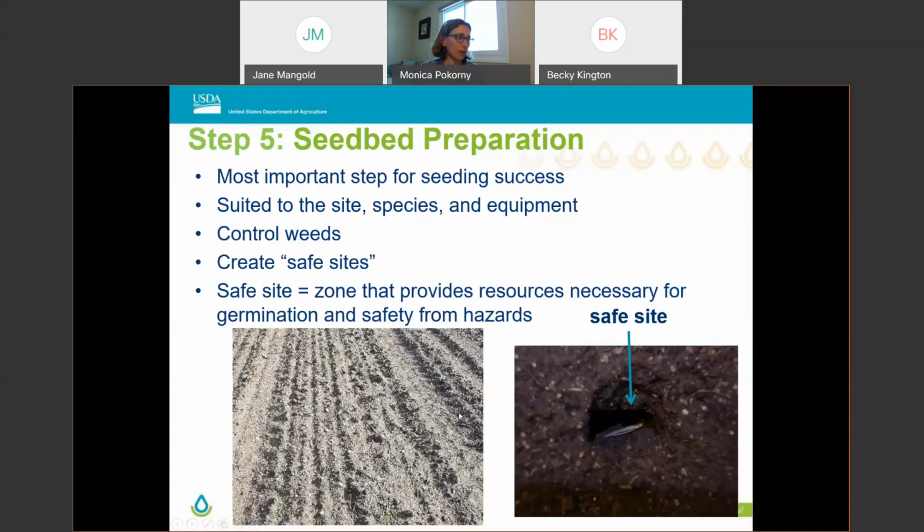And if you look at this picture, you'll notice that there's a lot of texture to that. That's because we want it to be able to capture water, infiltrate water. We don't want it to just be a smooth, uniform system. We want to give those seedlings a little bit of protection as well.